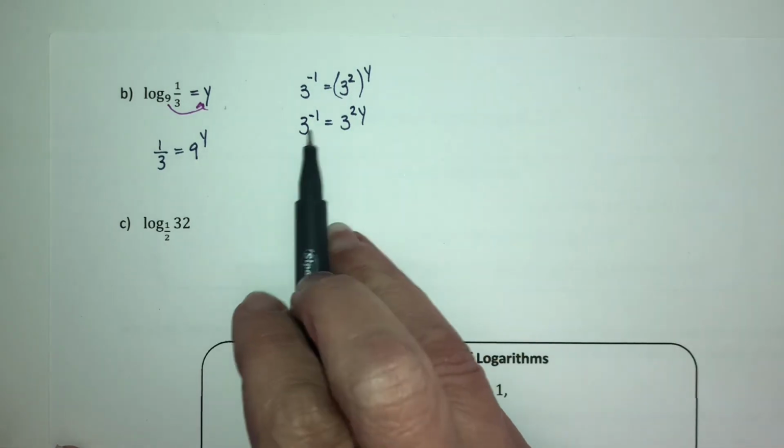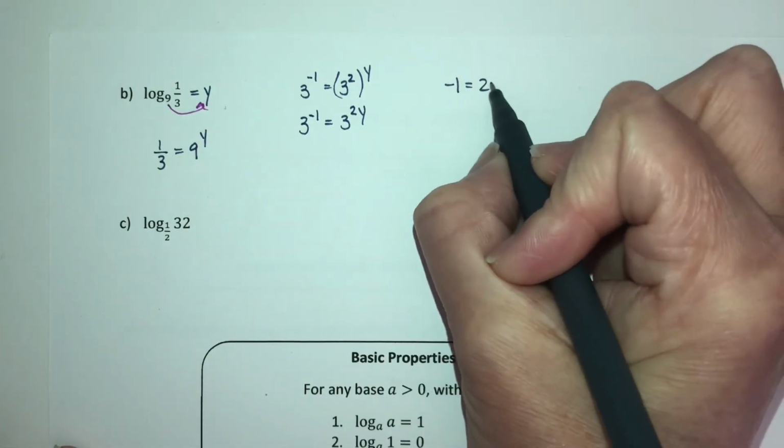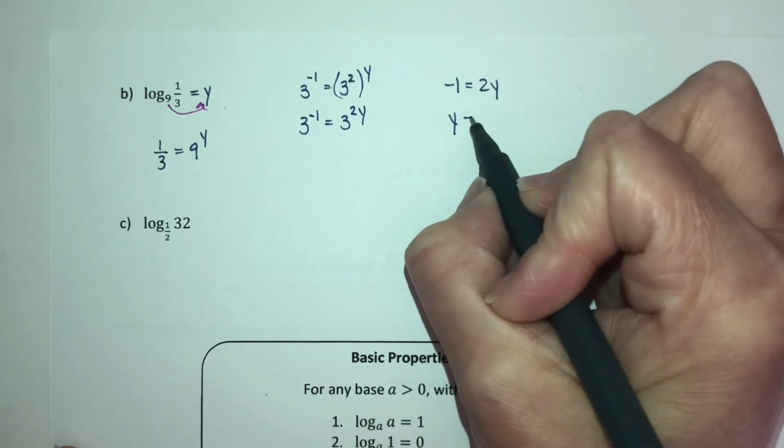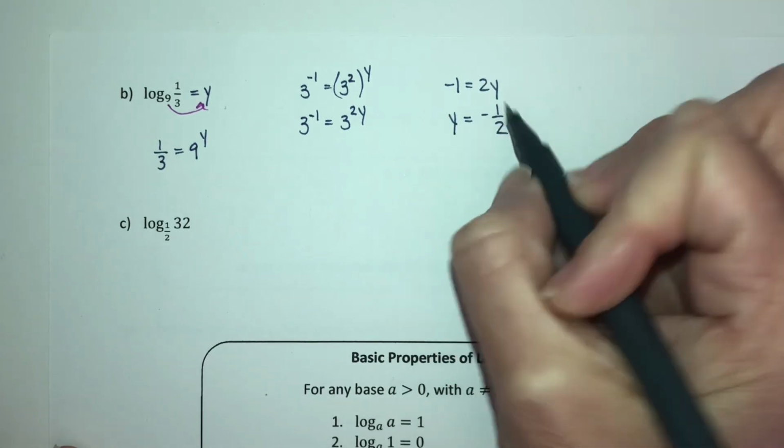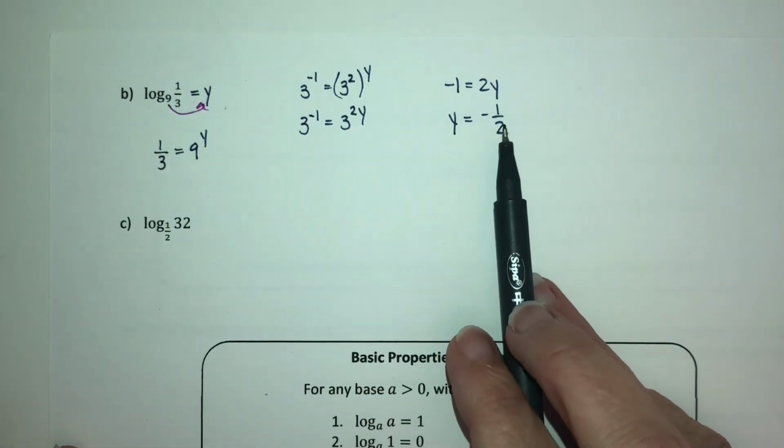And now, since I have the same base on each side, I have negative 1 is equal to 2y. Therefore, y is equal to negative 1/2. So log base 9 of 1/3 is the same thing as negative 1/2.